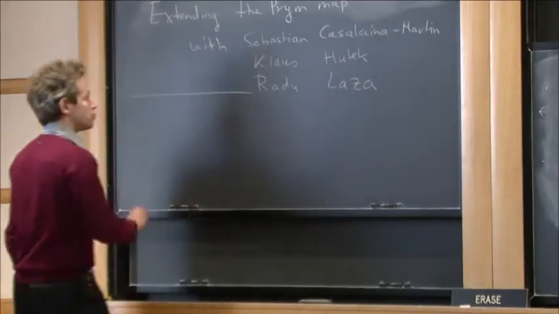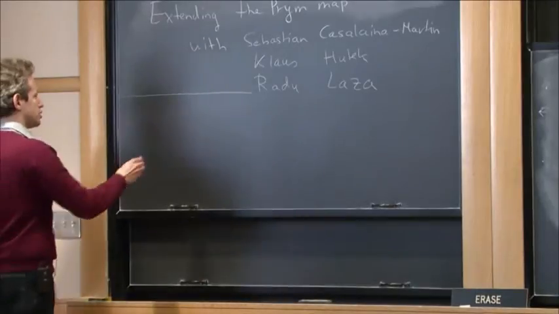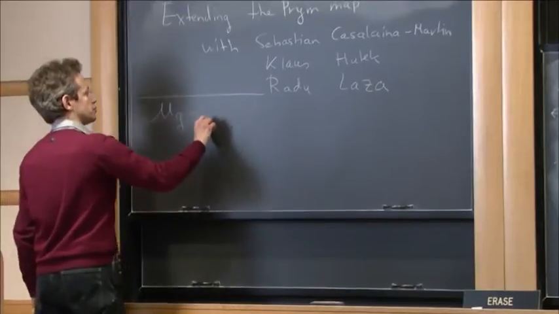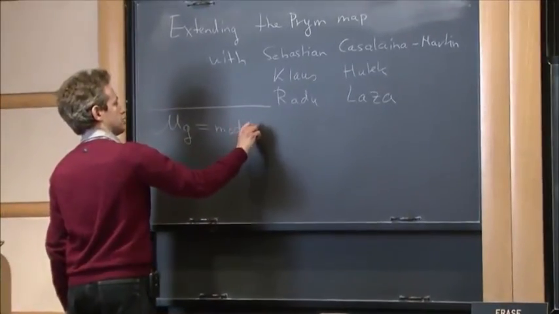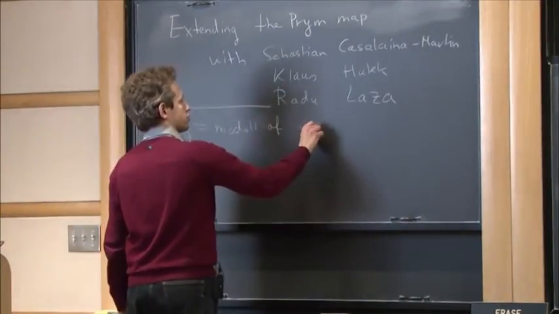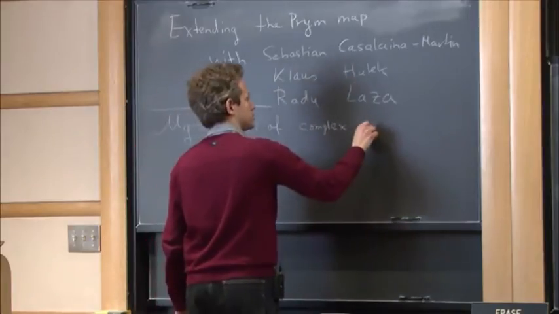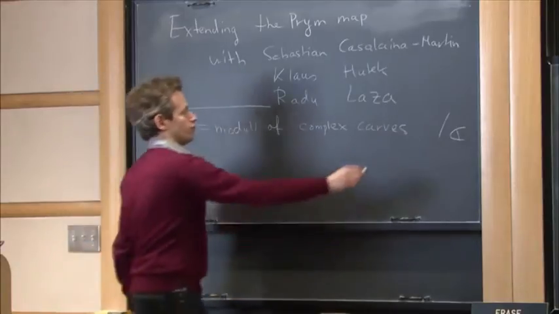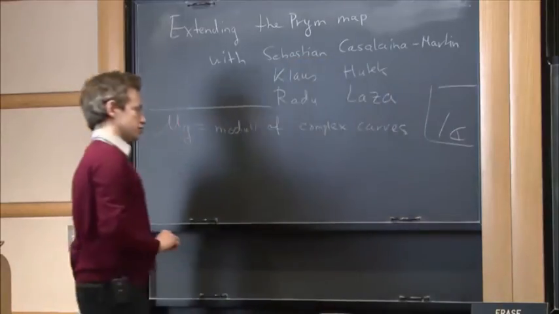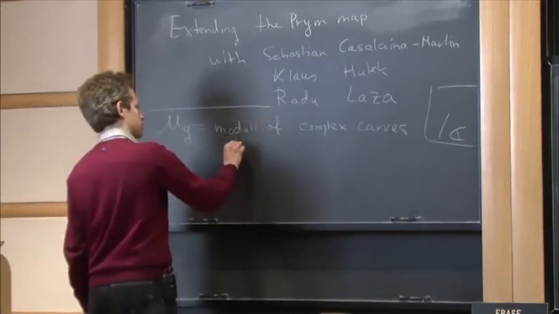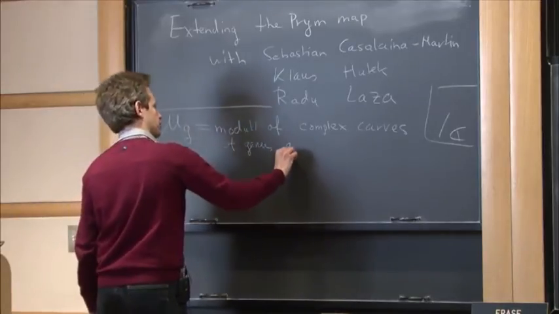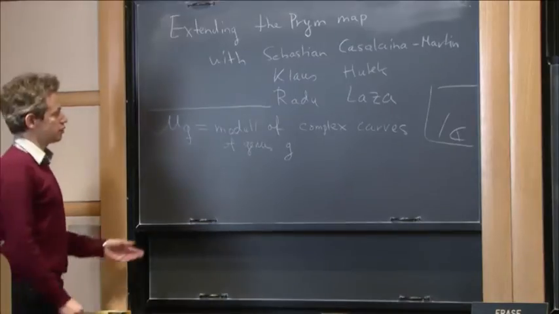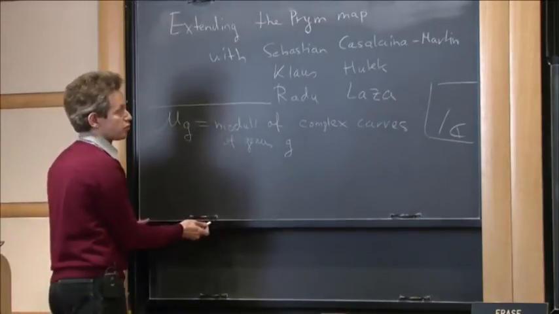So this is about the Prym map, but we won't get there for a while, so I want to talk about curves. So M_g will be the moduli of complex curves. Everything I say today will be over C. Unfortunately, many of the things fail if we're not over C. So everything will be complex. Curves of genus g. Okay. This is a stack, and you all know that it's not compact.